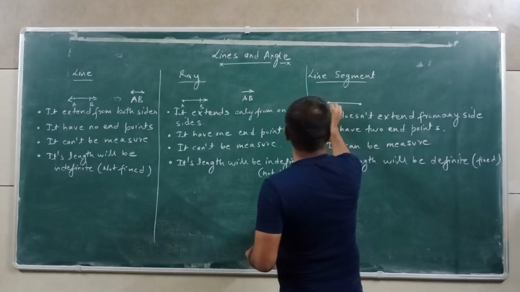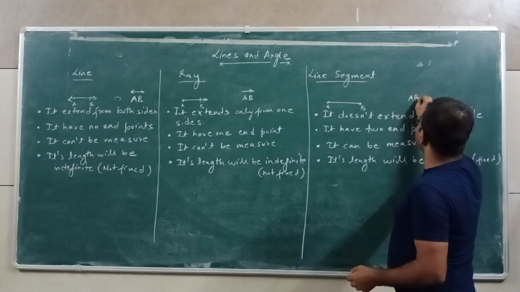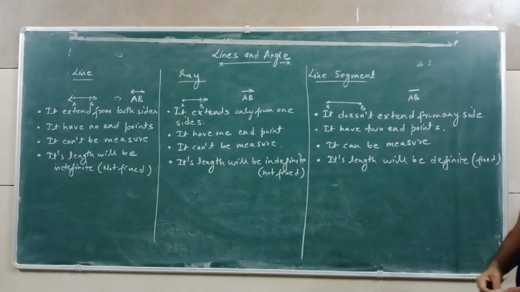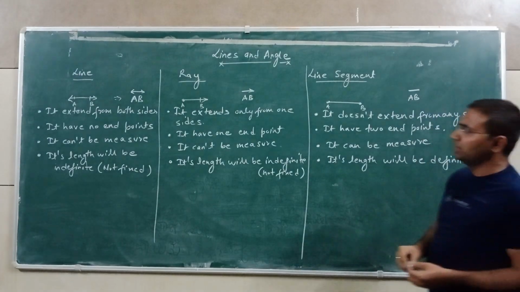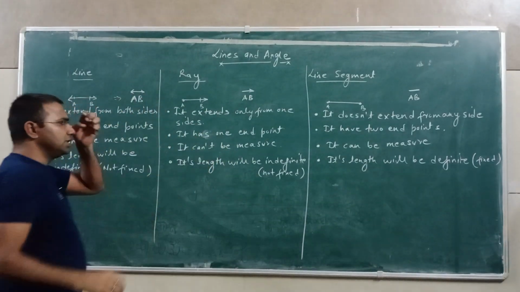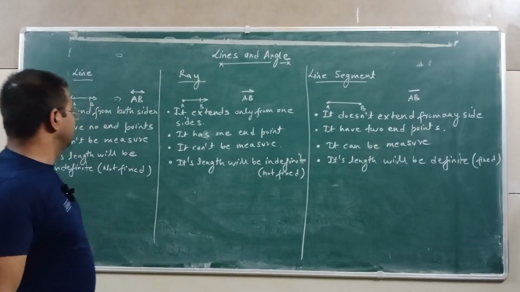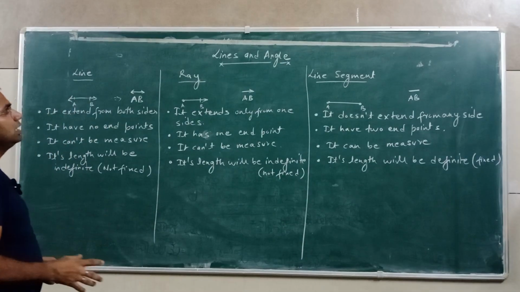Suppose that this is A, this is B, then it can be represented like this. Okay, AB line segment. See here how you will define the line segment. Now we will talk about the angle.